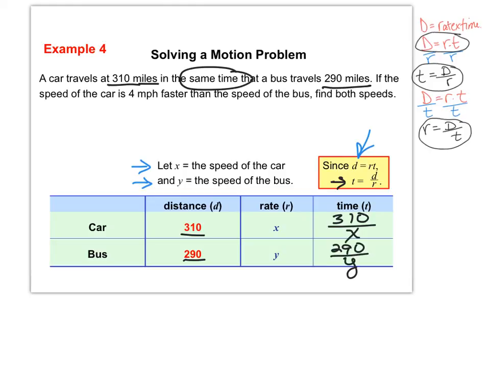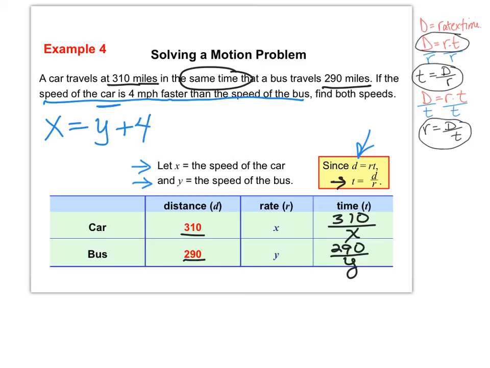So now we can come up with the system of equations. We know that the speed of the car is 4 miles per hour faster than the speed of the bus. So we're going to make an equation that relates x and y. The speed of the car, that's your x, is 4 miles per hour faster than the speed of the bus. So x is equal to y plus 4.